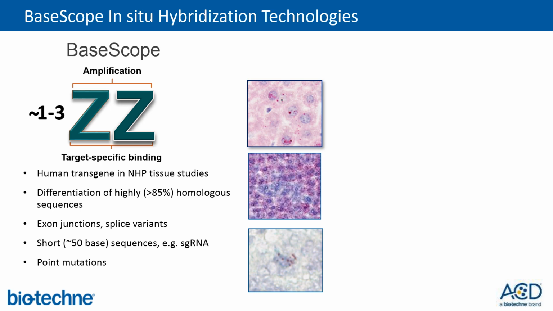So BaseScope has the characteristics of a much higher affinity for the target sequences. It uses more like locked nucleic acids for hybridization, and therefore we can differentiate much more highly homologous sequences. So this is the assay we would recommend in cases where there's high homology, such as for a human transgene in a non-human primate or even a mouse background.